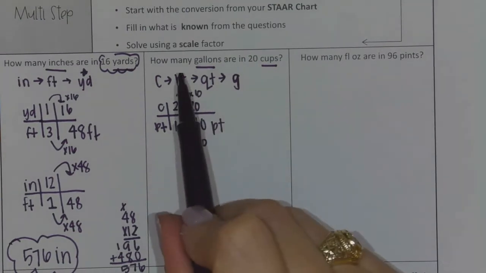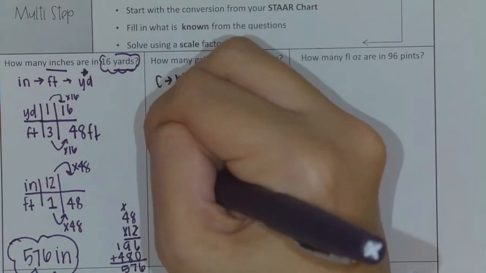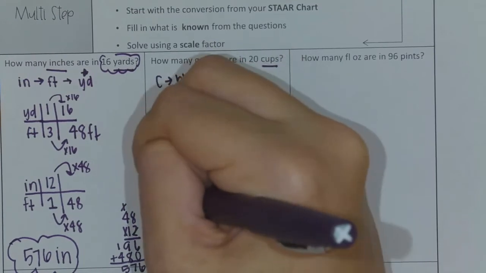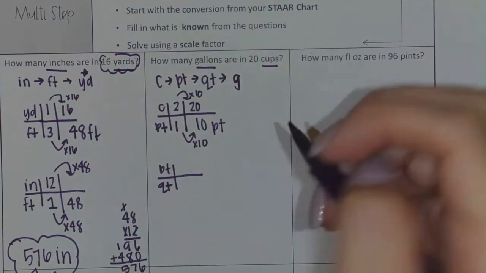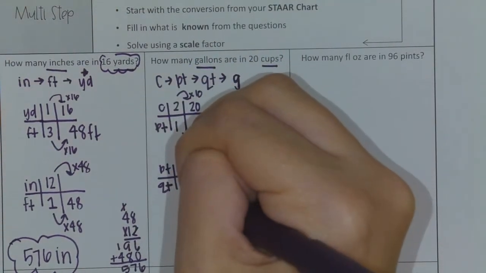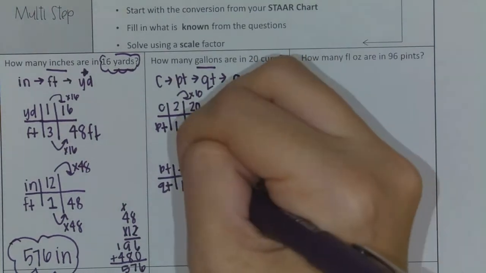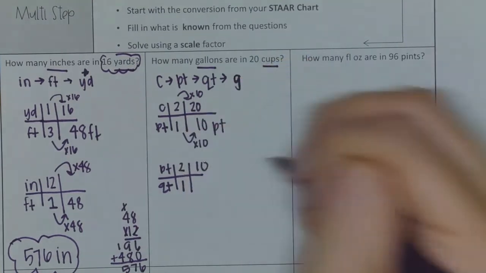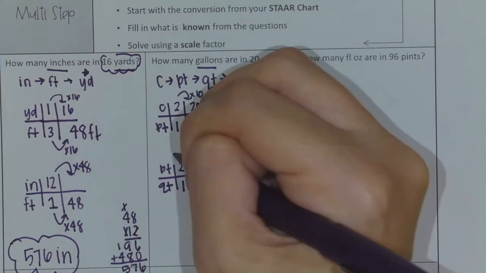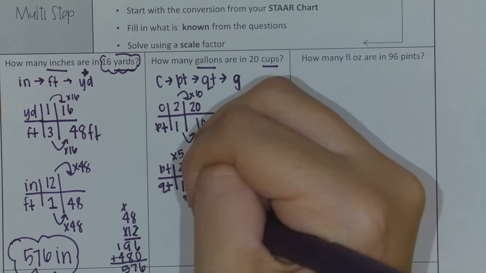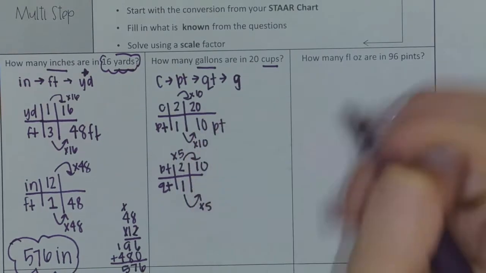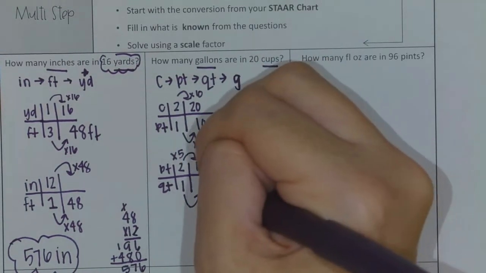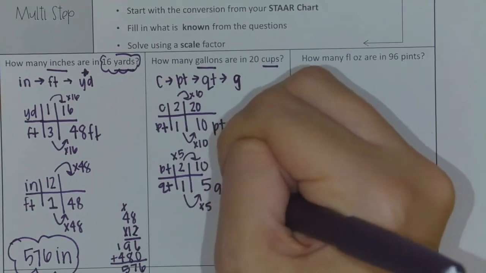So now I need to convert from pints to quarts. So PT for pints, QT for quarts. My star chart tells me that there are 2 pints in every 1 quart. I know from my previous conversion that I currently have 10 pints. So my scale factor, 2 to 10, would be times 5. What I do to the top, I have to do to the bottom. So 1 times 5 would give me 5 quarts.